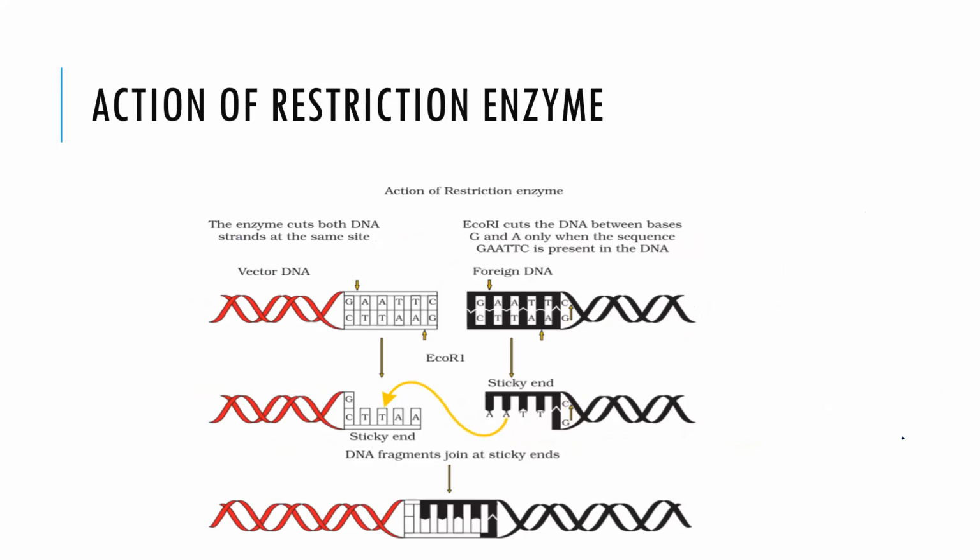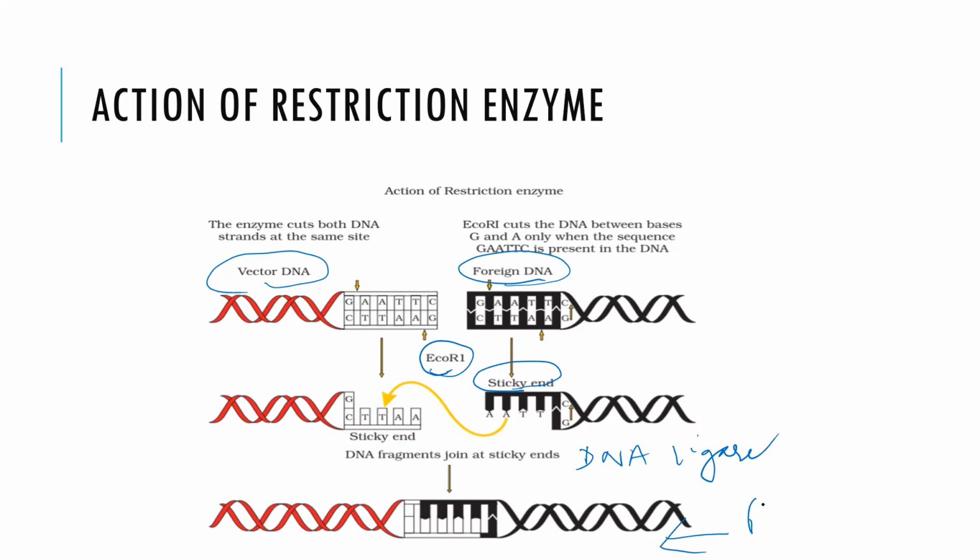Action of restriction enzyme. So we have vector DNA here and we have a foreign DNA. EcoR1 will lead to what? Sticky ends. So it will lead to sticky ends, and then they will join together with the help of an enzyme called DNA ligase. And this is the recombinant DNA, which has fragments from the vector DNA as well as from the foreign DNA.